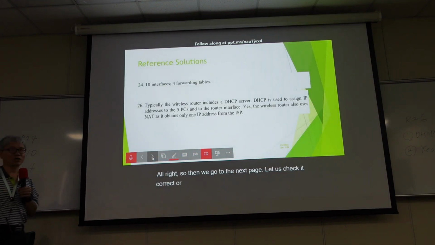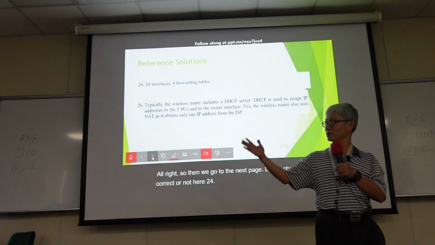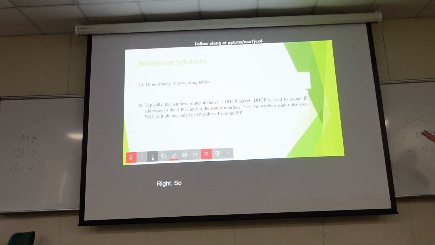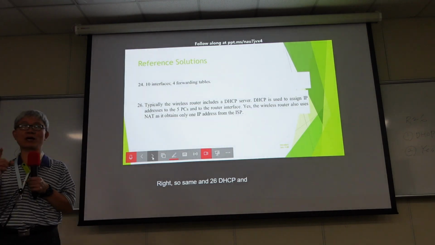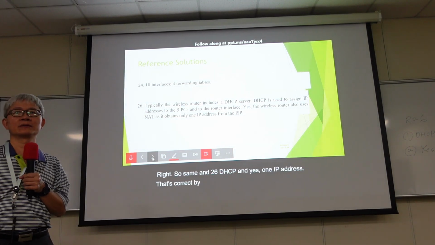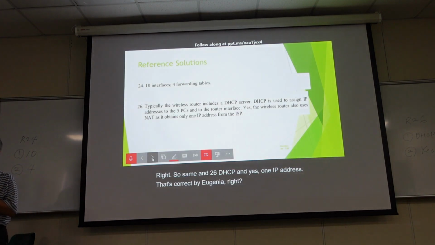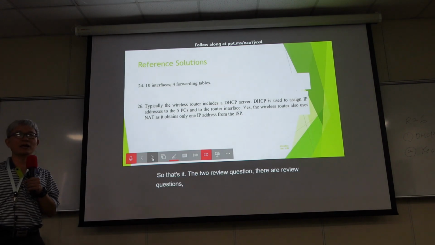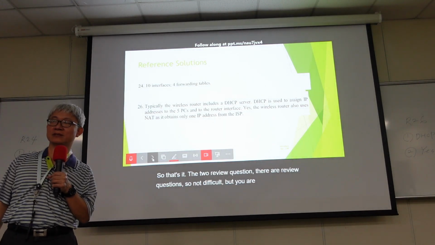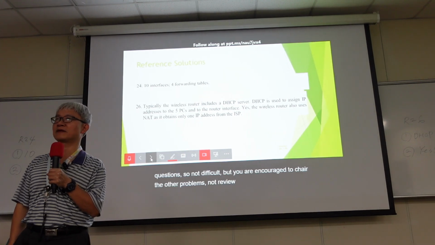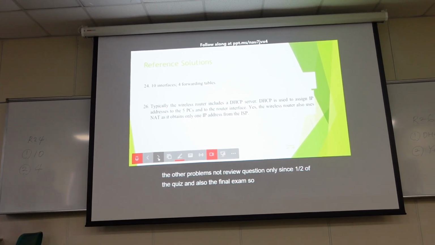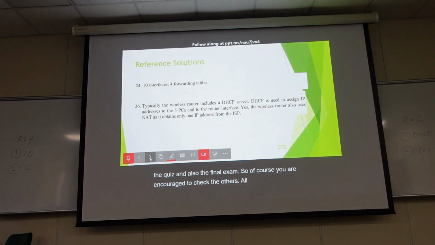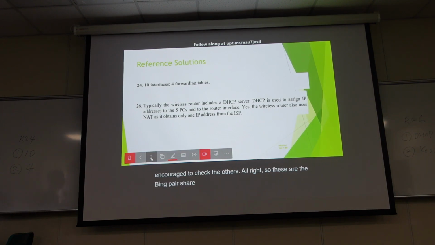Here. 24. Right? So same. And 26, DHCP. And yes, one IP address. That's correct by the engineer, right? So that's it, the two review questions. They are review questions, so not difficult. But you are encouraged to check the other problems, not review questions only, since we will have the quiz and also the final exam. So of course you are encouraged to check the others. Alright, so these are the things shared to review the previous discussed content. So let me go to the next one.